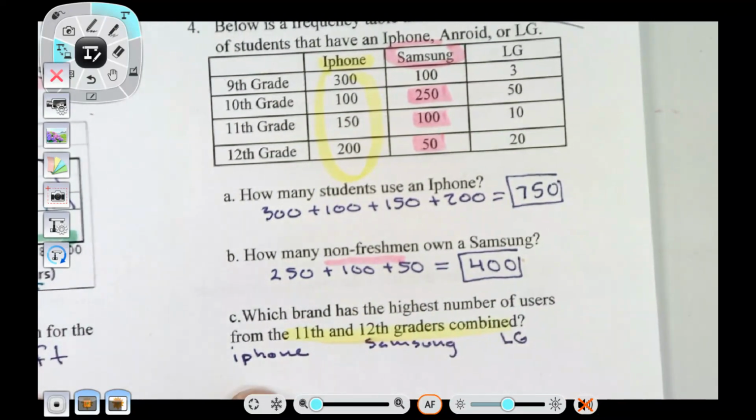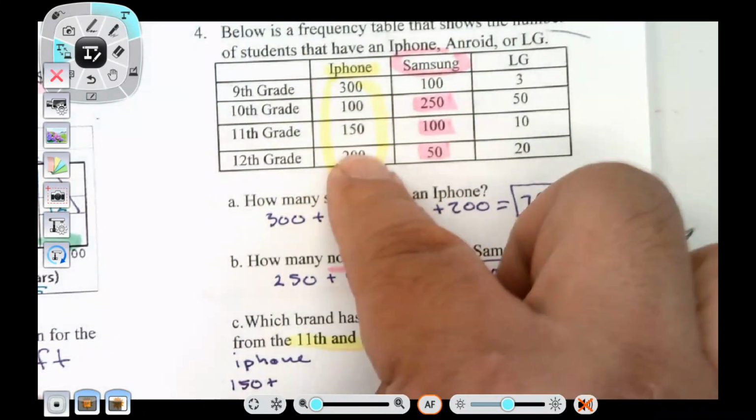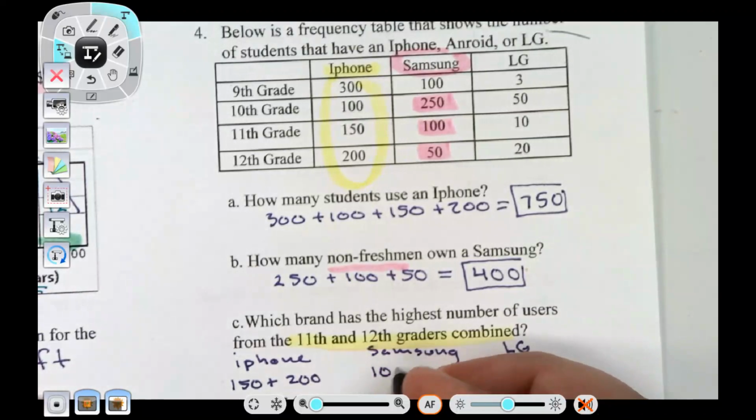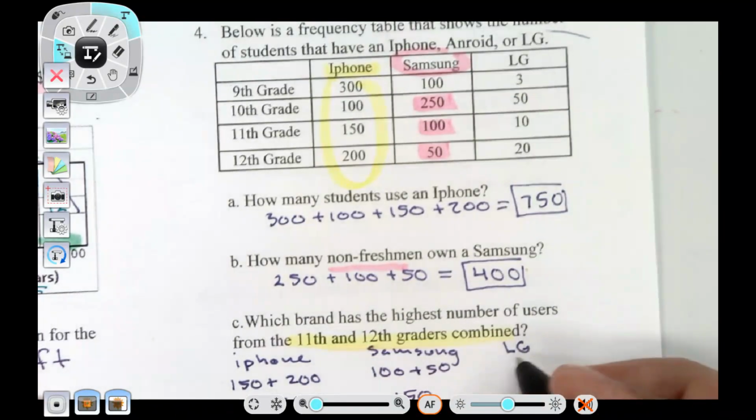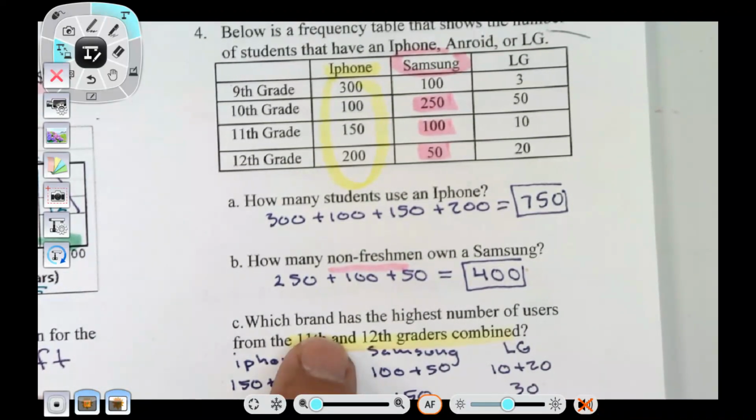All right, so iPhone, 11th graders is 150 plus the 200. That's it, just 2 numbers. So then that's 350. Samsung, 100 plus the 50 makes it 150. And now LG, 10 and 20. Wow, 10 plus 20, so 30. So the question is, which brand has the highest number of users? Well, I think it's obvious who the winner is here. The 350 is the bigger number, so more people use an iPhone or own an iPhone versus every other phone.